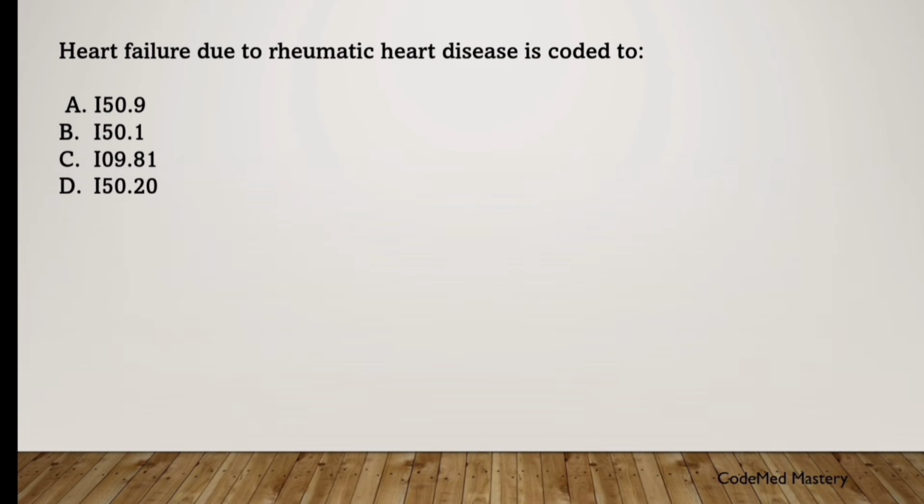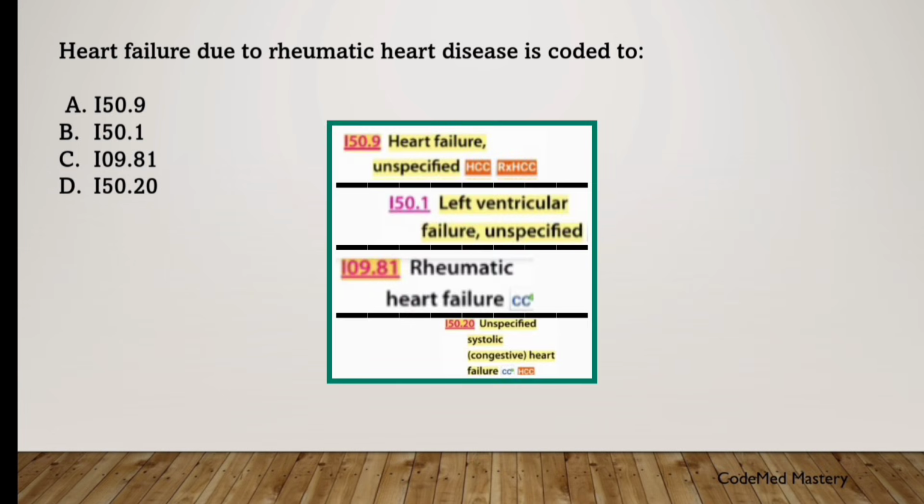Next question. Heart failure due to rheumatic heart disease is coded to: option A, I50.9, option B, I50.1, option C, I09.81 and option D, I50.20. Check all these four codes. The code in option A, I50.9, is for heart failure unspecified and I50.1 is for left ventricular failure unspecified. And the code in option C, I09.81, is for rheumatic heart failure, and the code in option D, I50.20, is for unspecified systolic congestive heart failure.